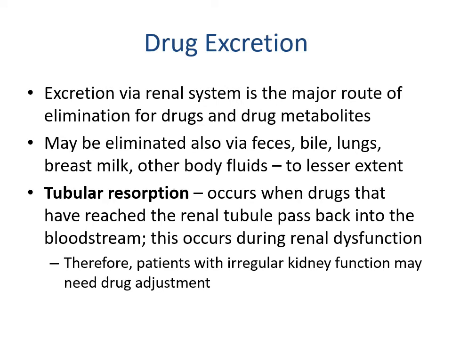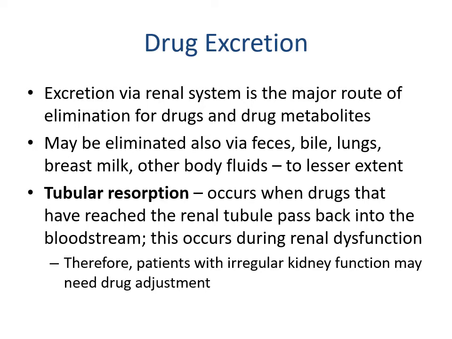Now again, we've talked about metabolism of the drug, so how do we actually excrete the drug once we've broken it down? Excretion via the renal system is the major route for the elimination of drugs and metabolites, which is of course why when you have to pass a drug test, they test your urine. But we know this isn't the only route of excretion, and drugs may also be eliminated via feces, bile, lungs, breast milk, and other bodily fluids. This is why, for example, drug tests can also measure hair samples, because urine isn't the only route, just the most common.